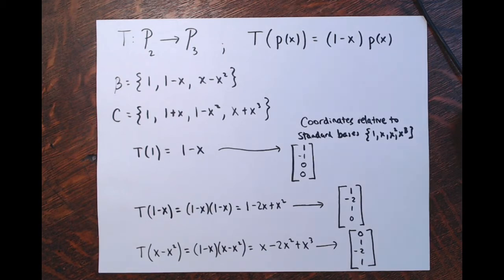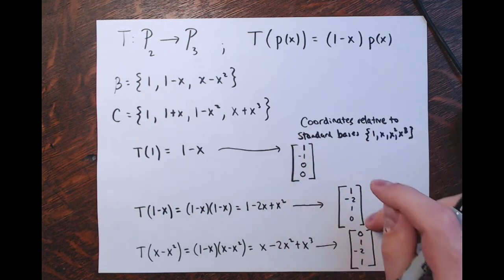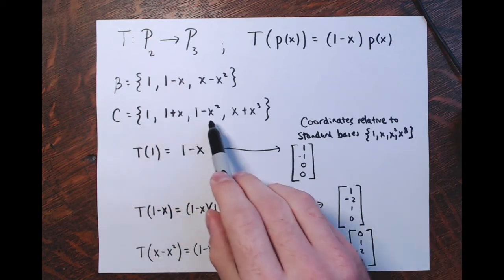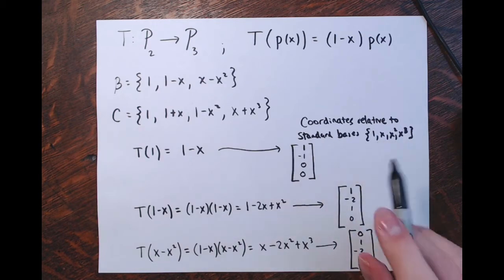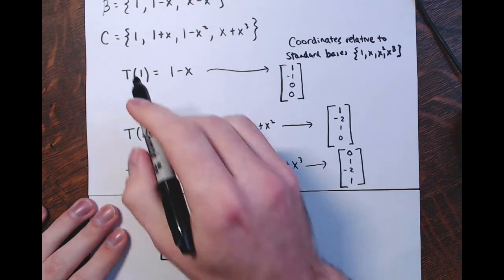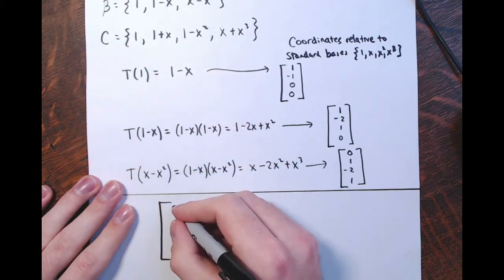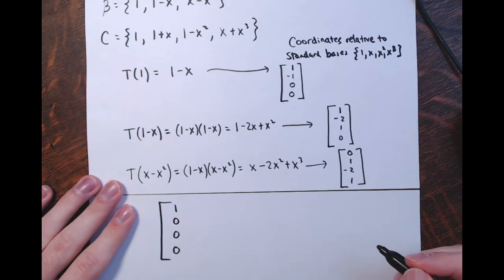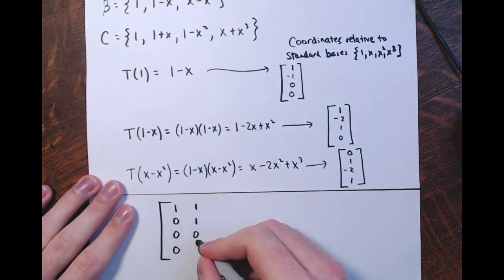So now, I want to find the coordinates of these vectors relative to basis C. And again, I'm going to write the basis C vectors relative to the standard basis as coordinates. Everything is coordinates. So I'm setting up this matrix. On the left side, I'm going to put the basis C vectors. Now this one is just 1, 0x, 0x squared, 0x cubed. 1 plus x is 1, 1x, 0x squared, 0x cubed.